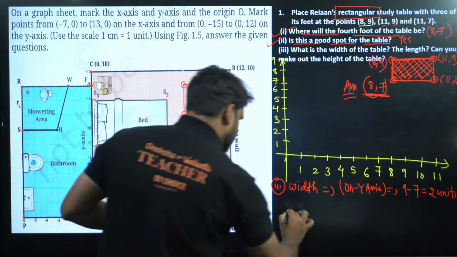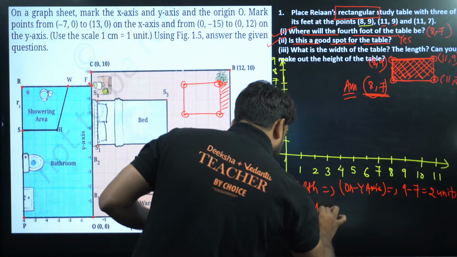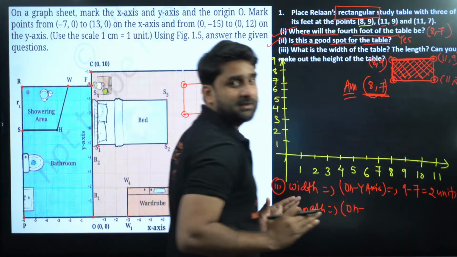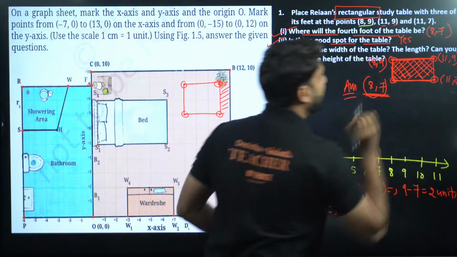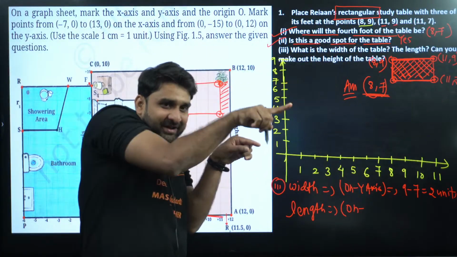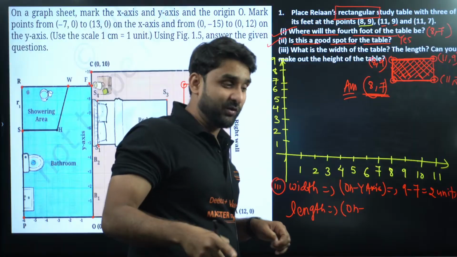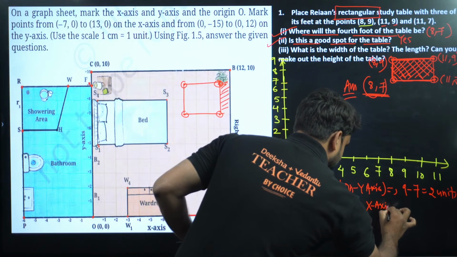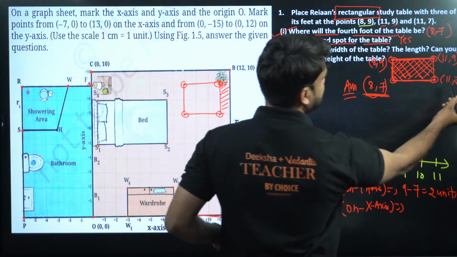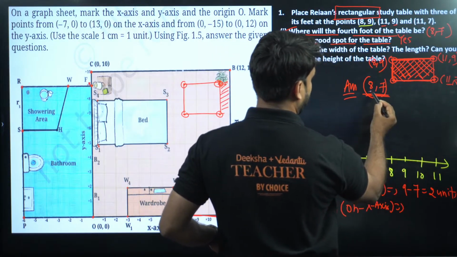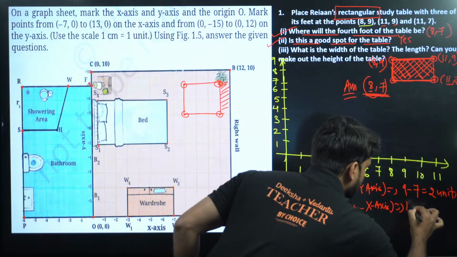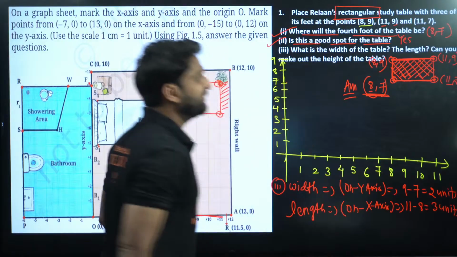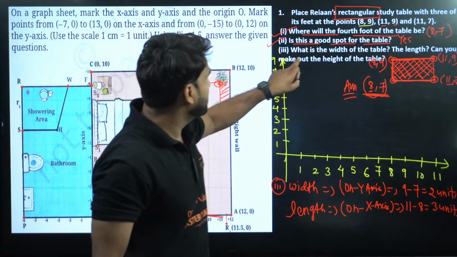Now length. Talking about length, so length is on which axis? This is a rectangle. So length is on the x-axis, right? Along the x-axis, the difference of x coordinate will give you length. The x coordinate is 11 and here the x coordinate is 8. So 11 minus 8, which is equal to 3 units. This is the length. Now there is one more question in the third question.